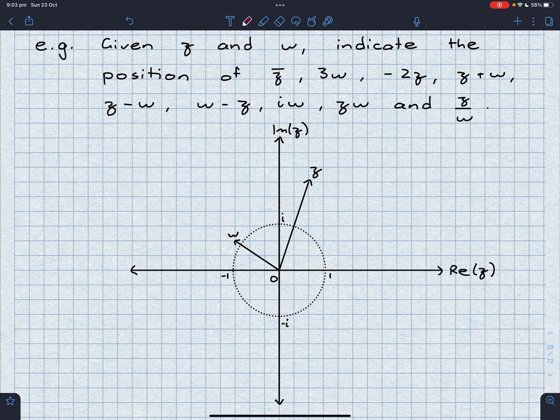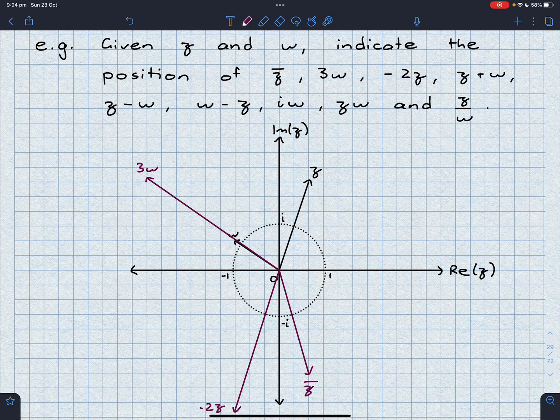Okay, we'll start with the conjugate of z, and we know that's just a reflection in the real axis. So just down here, conjugate of z. Okay, 3 times w, positive constant, so w will just become 3 times as long in the exact same direction. Negative 2 times z, I know I'm doubling the length of z, but I've got a 180-degree rotation because I'm multiplying by i squared, or negative 1.